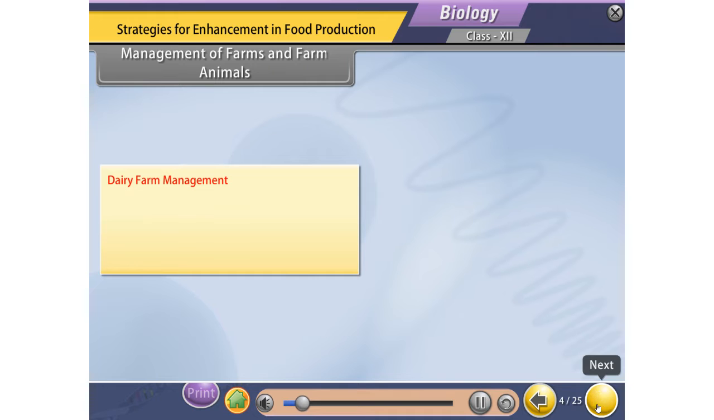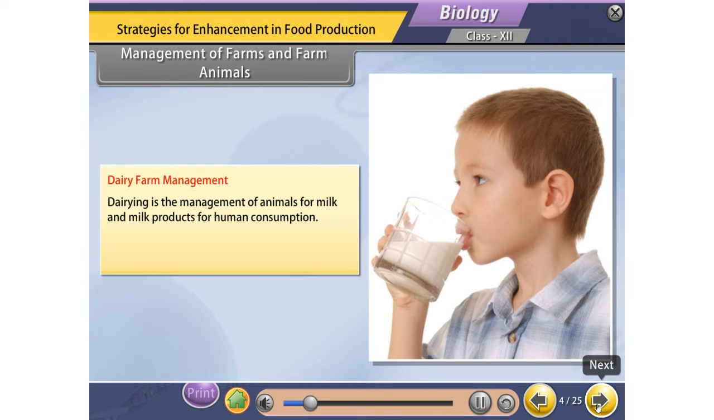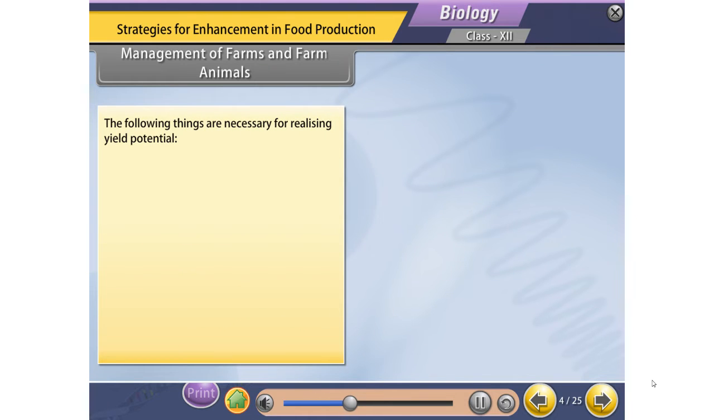Dairy farm management. Dairying is the management of animals for milk and milk products for human consumption. Milk yield is dependent primarily on the quality of breeds. The following things are necessary for realizing yield potential.